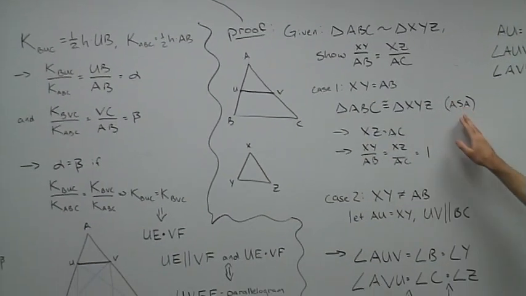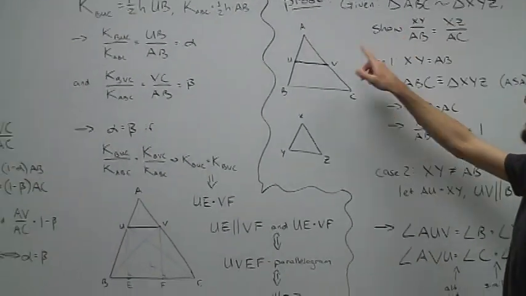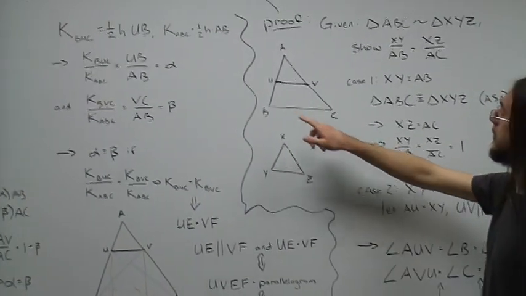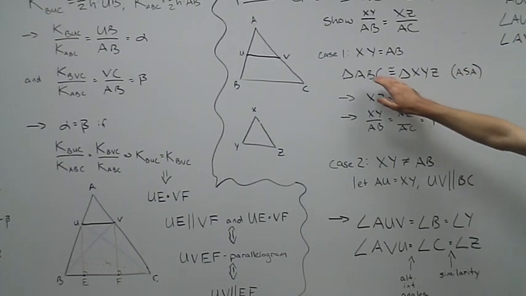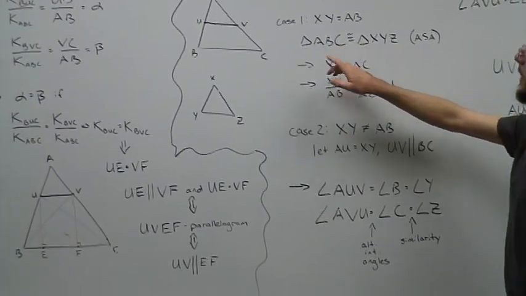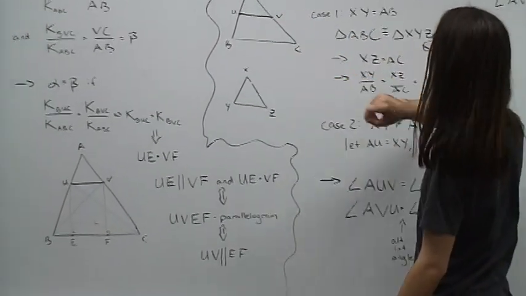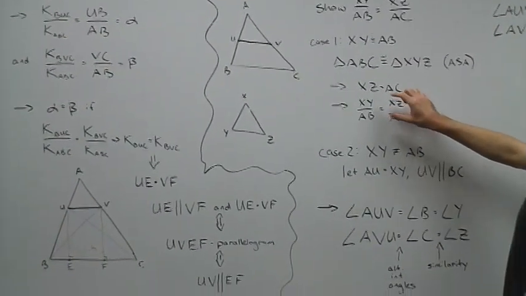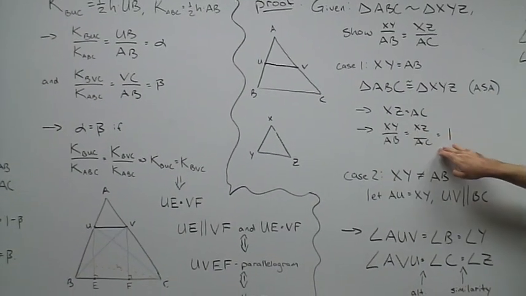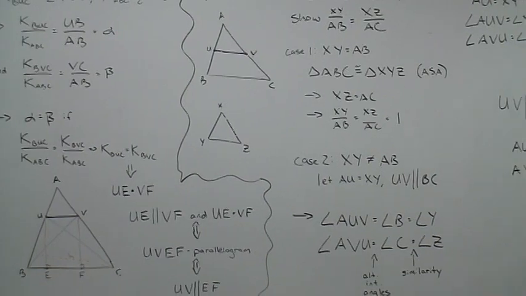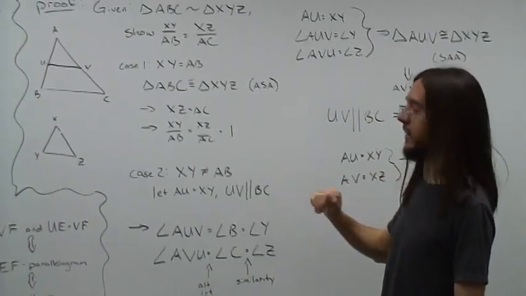Then, by a congruence criterion called angle side angle, since these are similar, angle A equals angle X, angle B equals angle Y, and if we take AB to equal XY, then the two triangles are congruent. That means that the length of XZ is going to be equal to the length of AC, and so if we do a bit of division, we get that XY over AB equals XZ over AC, which is equal to 1. So we've shown it for that case. The other case is if XY is not equal to AB.